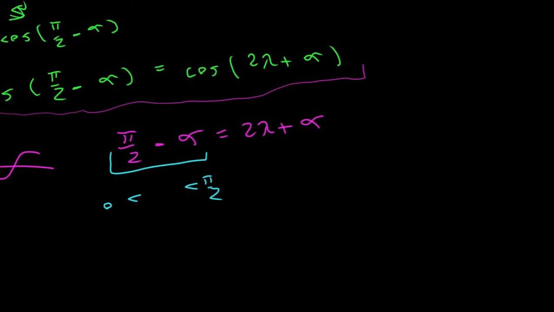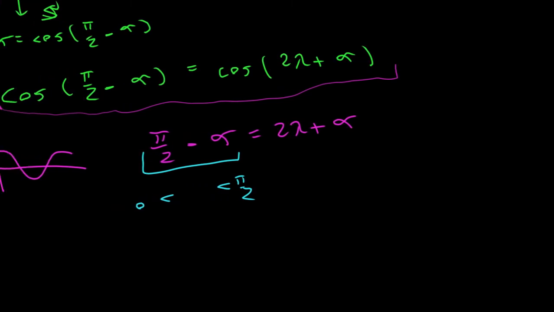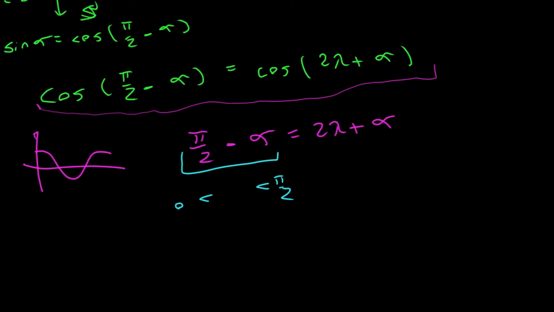Well, I guess that it does also follow that. If you think about it for a second, cos of an angle between 0 and pi over 2 is strictly positive, right? It's between 0 and 1. So in order for that to be equal, I guess that this angle has to be between 0 and 1.